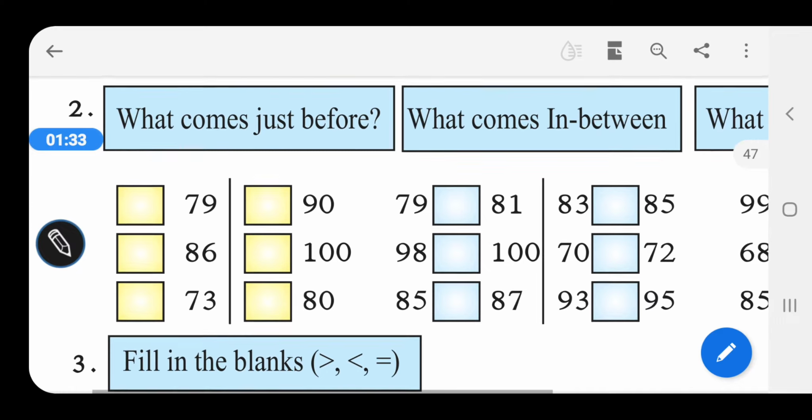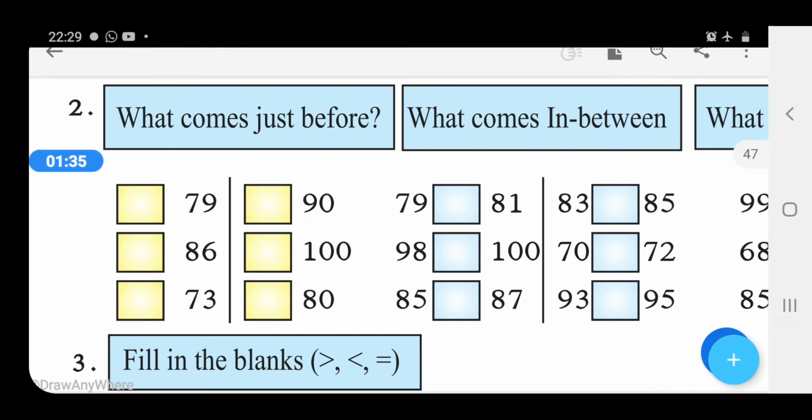Here, what comes just before? We have been given some numbers like 79, 86, 73, 90, 100 and 80. Okay, and we have to tell which number comes just before these numbers. Here we will use the concept of backward counting to solve these sums.